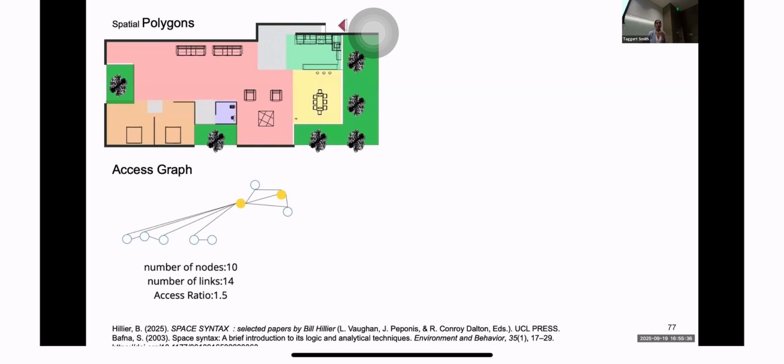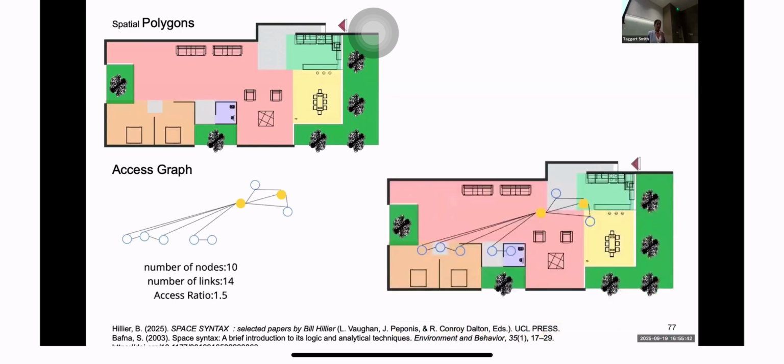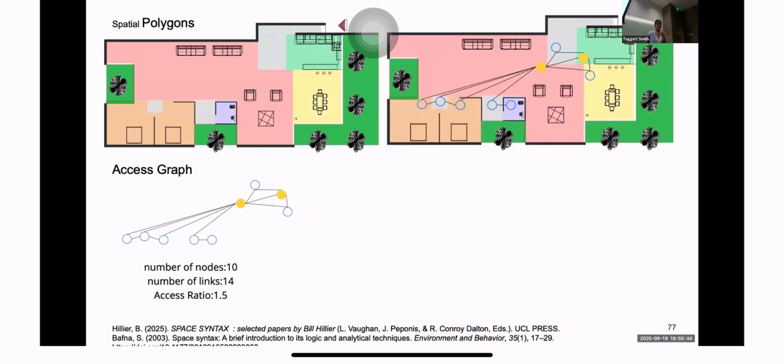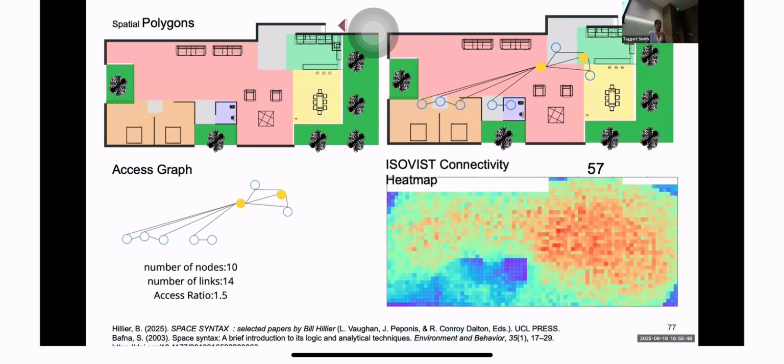And the lower it goes, it basically tells us that there are lower levels of access and connectivity. Then we map them on each other to show where each node is and the connection between them. And then the isovist visual connectivity heat map basically shows us, when we stand on each pixel, how many other pixels we can see.